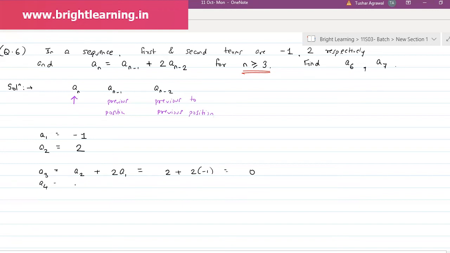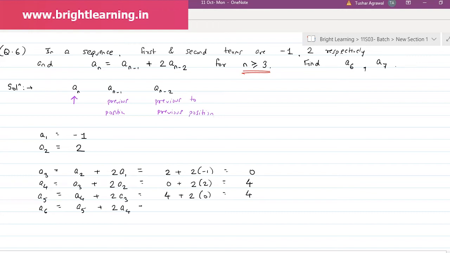So a4 will come out to be the previous term as it is plus 2 times the previous to previous term, that is a2. So previous term 0 as it is, 2 times the previous to previous term, that is 2. Two 2s are 4. Got it? A5 is what? Previous term as it is, plus 2 times the prior to prior term. So previous term, that is 4 as it is, 2 times before that is 0. It is 4. A6 will be what? Previous term as it is, plus 2 times prior to prior term. So a5 as it is plus 2 times a4, which is 4 only. So it becomes 12. Got it?